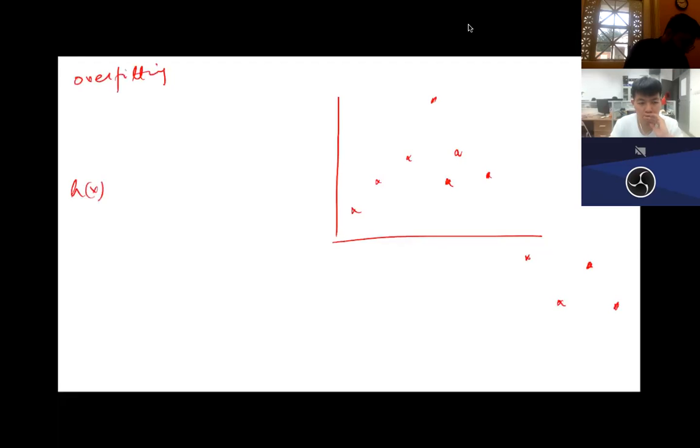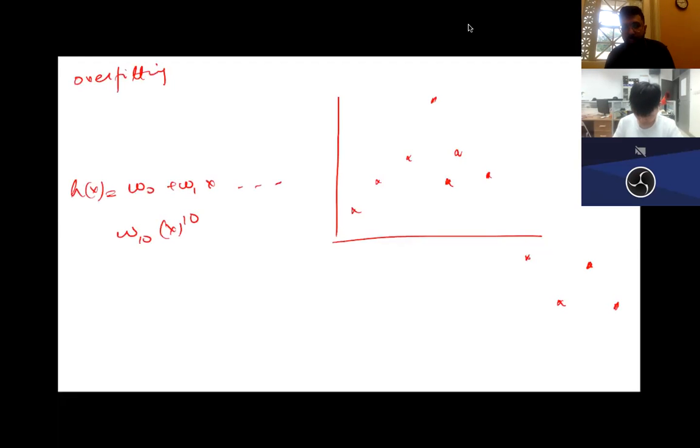And let's say that my hypothesis function is w0 plus w1x, and so on, plus w10 x power 10. And for the time being, let's assume that all of the bases are completely independent of each other. The polynomial bases are completely independent of each other. How would the fit look? So you have 11 points, and you have 11 independent w's. You have 11 bases, and all these bases are independent of each other, we are assuming. So how would my solution look?